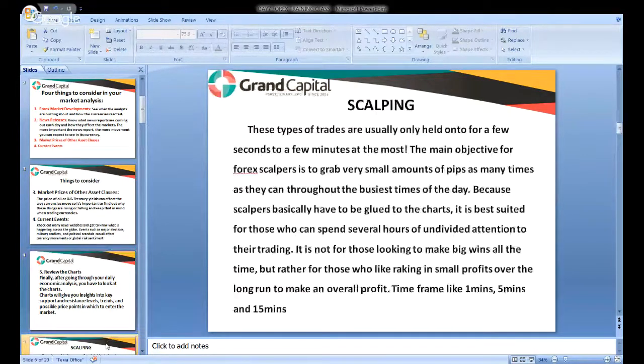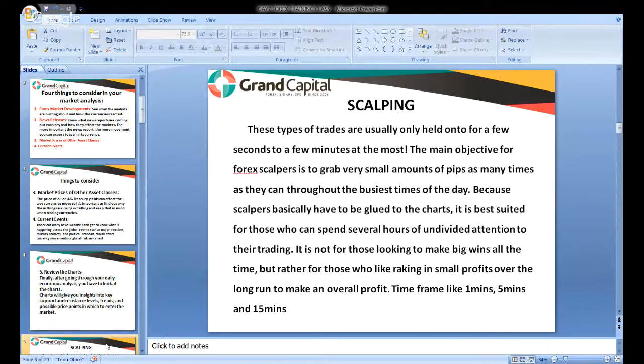The first one we talk about is scalping. This type of trading is majorly for those that have much time to spend on their system watching the charts. So maybe you are a student and you have free time, you are on holiday, so the best option if you feel that you have the time to be on the system is a scalping system.